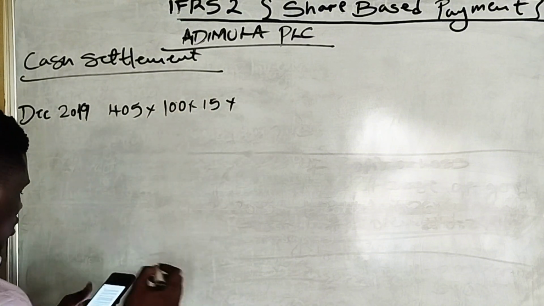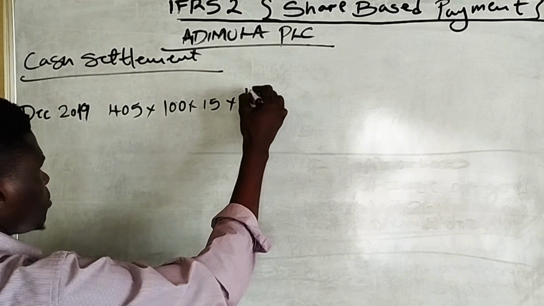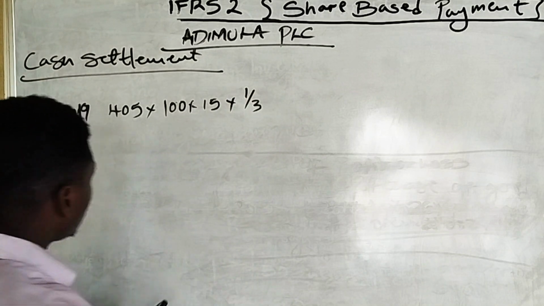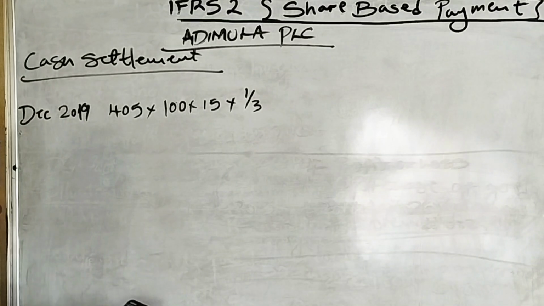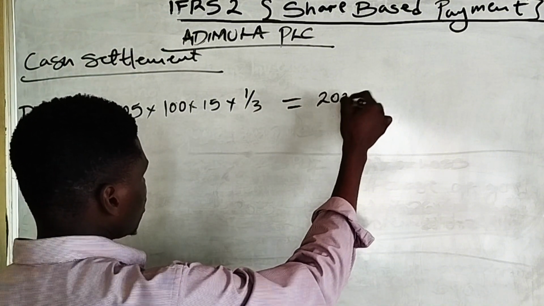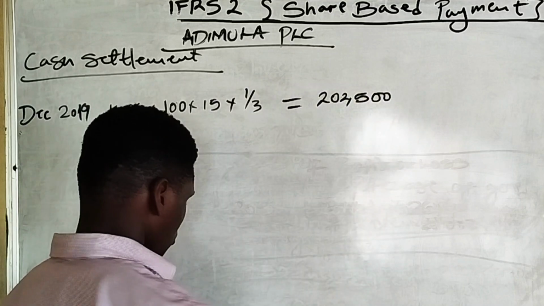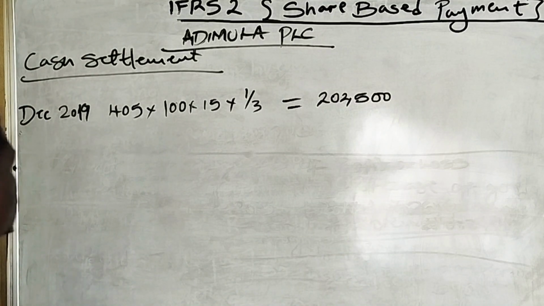Now remember that December 2019 is just one year out of the total 3 years. So we have multiplied by 1 divided by 3. So we have 405 multiplied by 100 times 15 times 1 divided by 3. So we have 202,500.